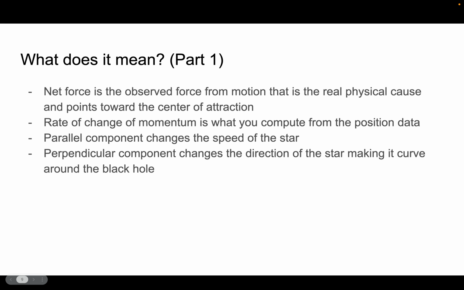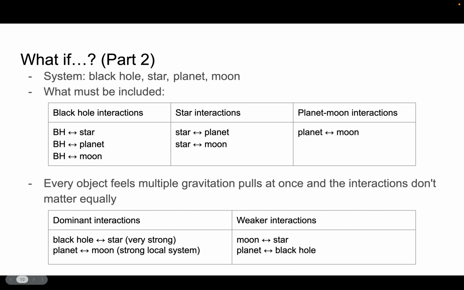So what does Part 1 mean? We know that net force and the rate of change in momentum are essentially the same. However, the net force is the observed force from the motion that is the real physical cause of that motion, and it points toward the center of attraction. The rate of change of the momentum, on the other hand, is what you compute from the position data. And like we discussed earlier, the parallel component changes the speed of the star, and the perpendicular component changes the direction of the star, which is what made it curve around the black hole.